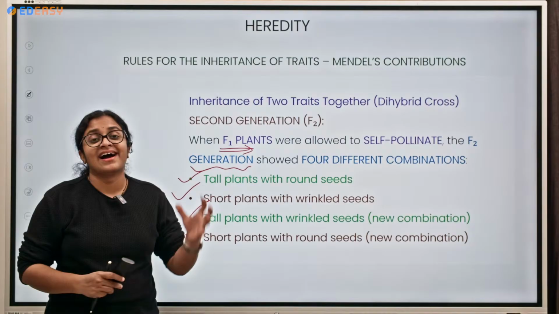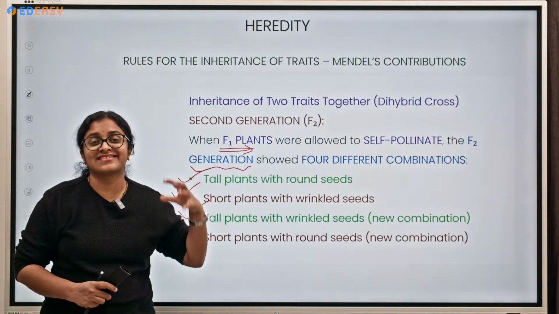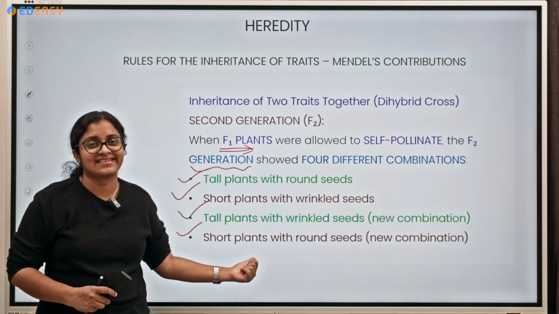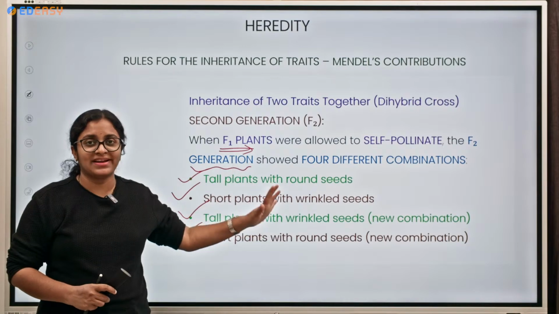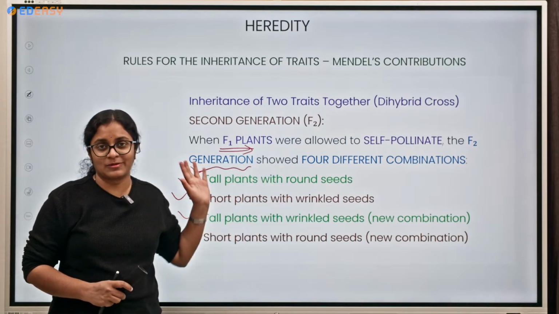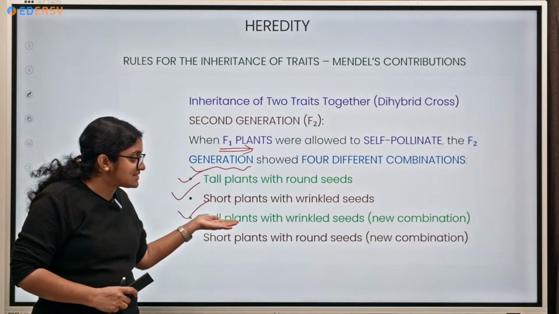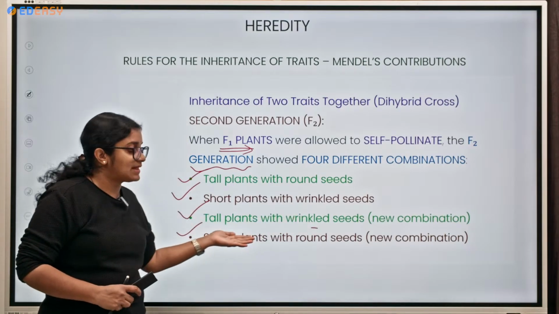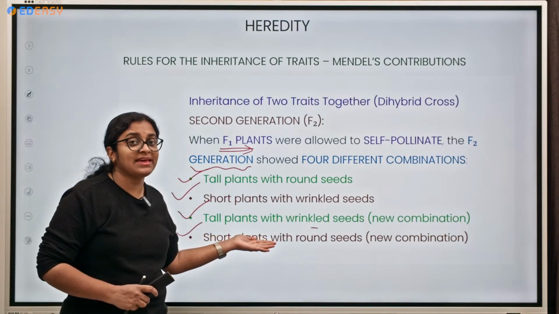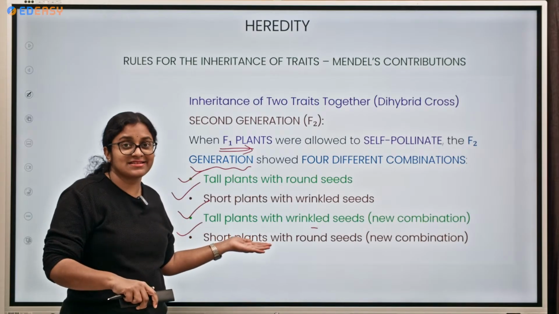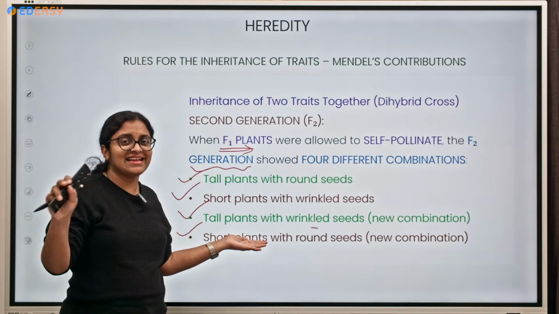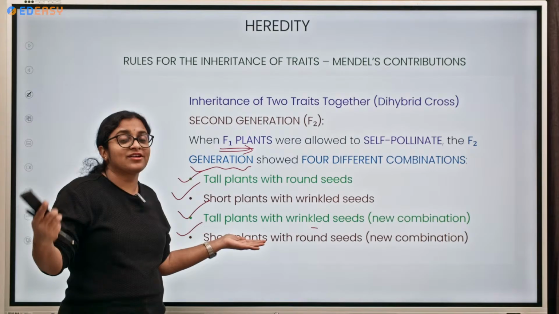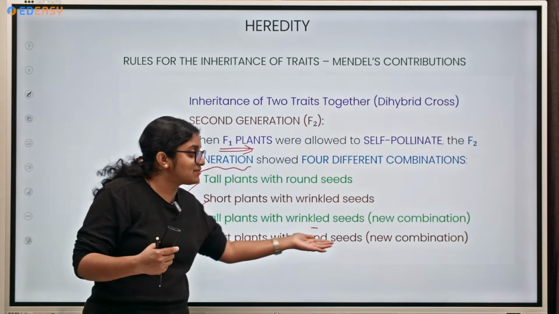Now you understood how the sexual reproduction is giving rise to variation within the offspring. According to our criteria, dominant one should be tallness, dominant one should be round seeds. But here, the tall plants with what? With wrinkled seeds, with a new combination. And short plants with what? Short plants should be, we think it should be with wrinkled seeds only. It is the criteria that we generally follow. But because of the variations, because of the crossing over, we can see the short plants with round seeds, which is a new combination.